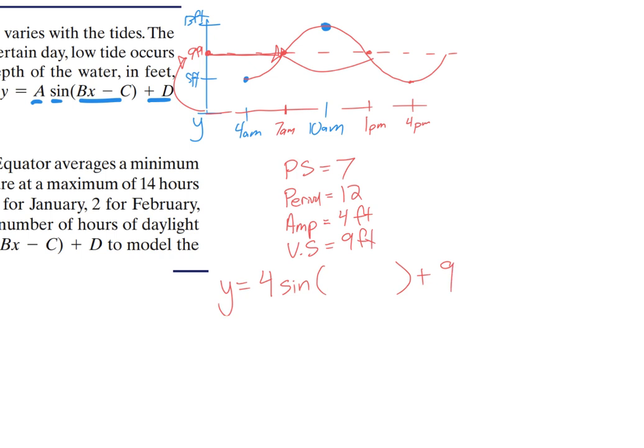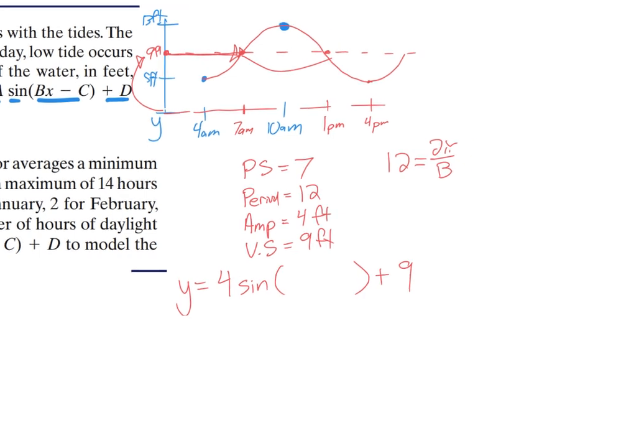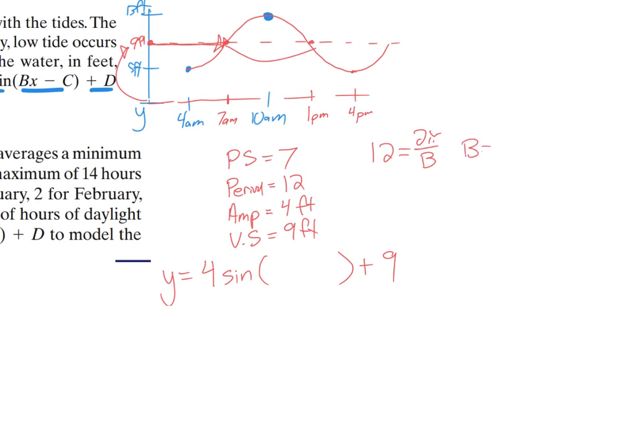So to start figuring out what our B and our C is, let's look at the period, because the period equals 2 pi divided by B, the number multiplying by x. I can swap those spots, the 12 and the B, so B equals 2 pi over 12 or pi over 6. So I know I have pi over 6 times x. Now the phase shift, 7, equals C divided by B, which is pi over 6. So I'm going to multiply both sides by pi over 6. That will cancel these out on the right side. So C is 7 pi over 6.